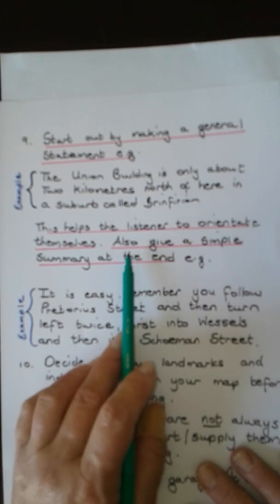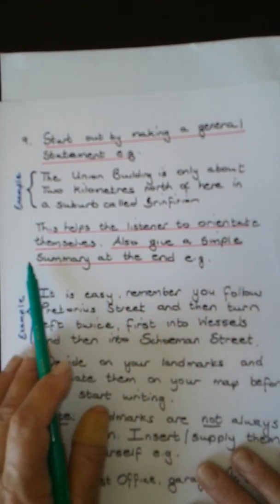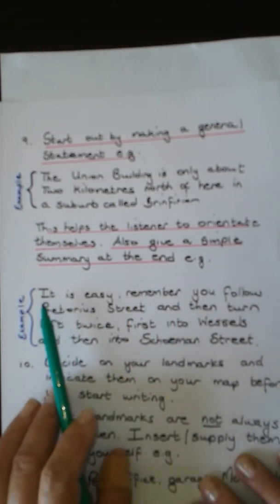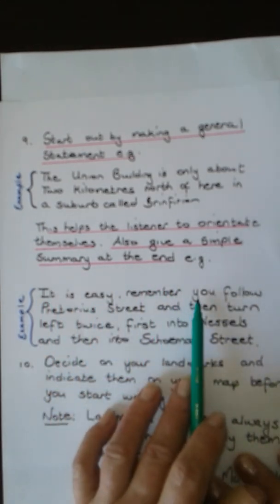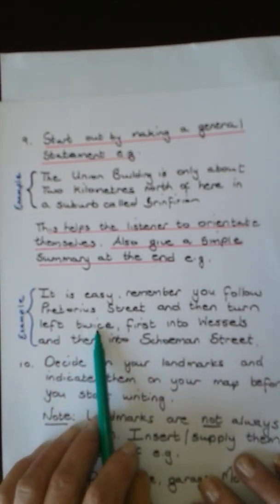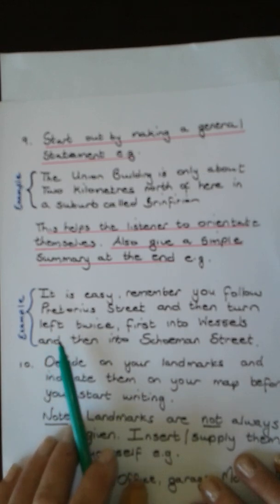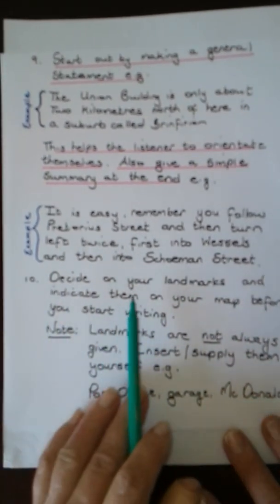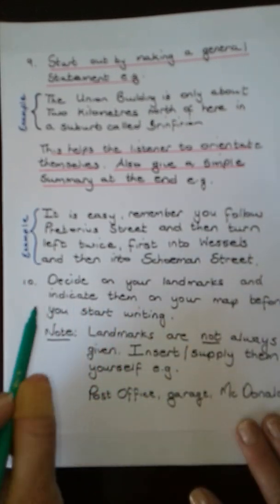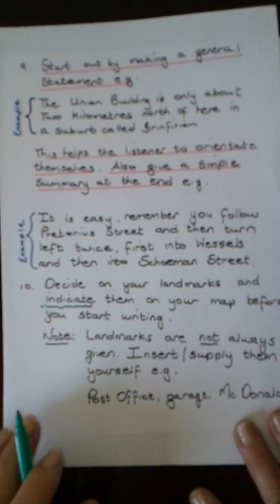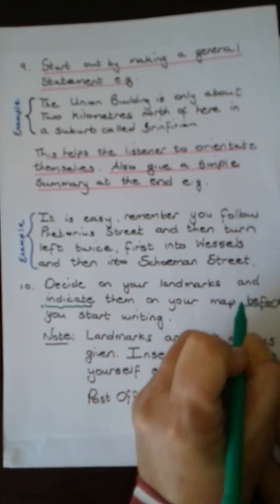Where are they? And then also give a simple summary at the end of your directions. It is easy. Remember, you follow Pretoria Street and then turn left twice, first into Wessels and then into Schoeman Street. Decide on your landmarks and indicate them on your map before you start writing, okay, so that you can see them there.